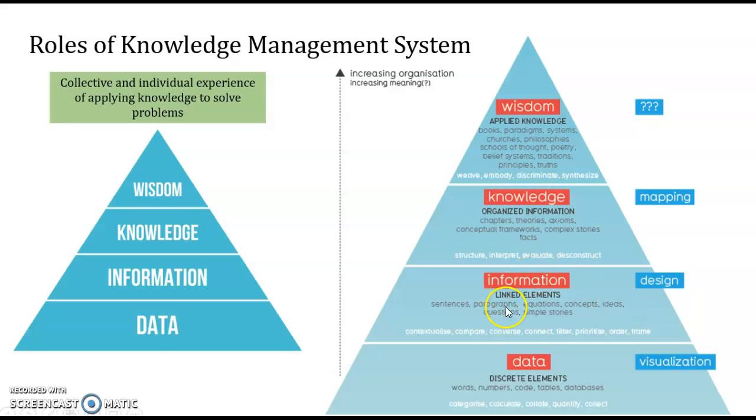After you design the information, you map the knowledge. You organize the information by chapters, by theories, in axioms, conceptual frameworks, complex stories, and facts. So we do the interpretation and evaluation. And last, we do the wisdom. We apply the knowledge in a book, in paradigms, in philosophies, in tradition, principles, and truth.